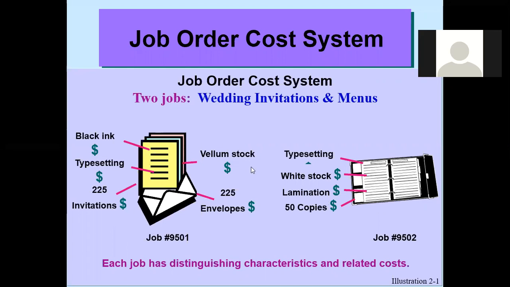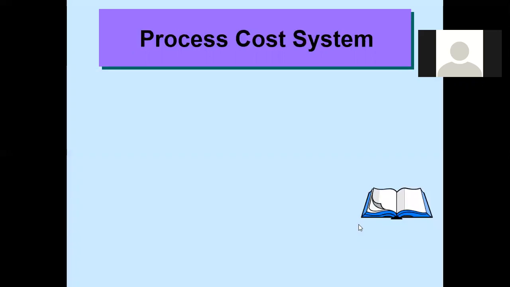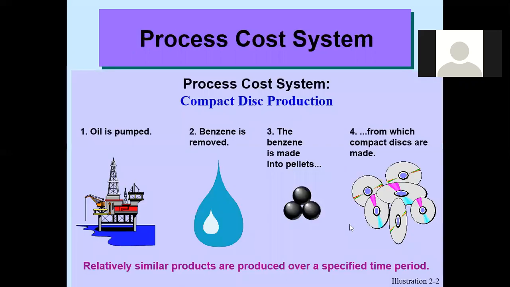Okay? Sorry, this wedding invitation. You also manufactured in terms of the wedding invitation and menu. Okay? Typesetting, yan. So meaning, in terms of the job order costing system, it would depend on the job. So job one is the wedding invitation and job number 2 is all about menus. Process costing will be discussed further later.